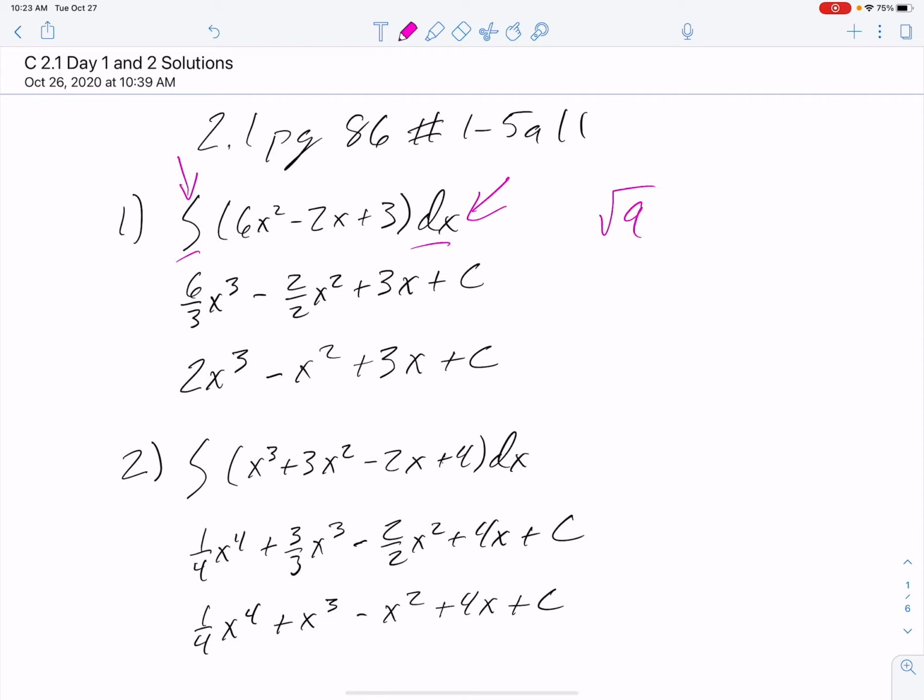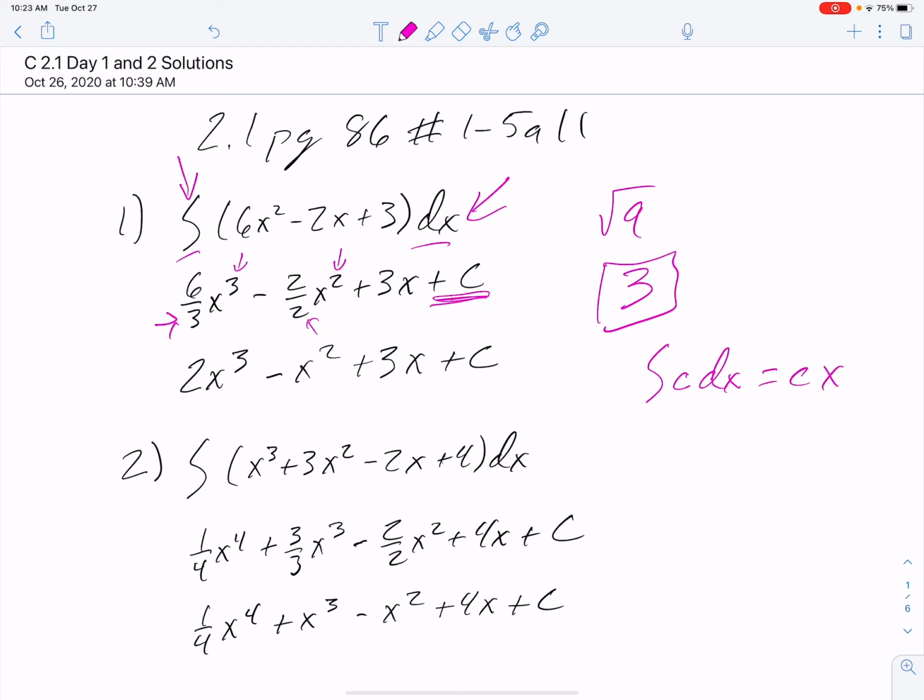Much in the same way that if you have the square root of 9, when you write 3, the square root is gone because you did the work. All right, so number 1. I add 1 to the exponent, I divide by the new exponent. And again, the integral of any constant is just that constant times x.